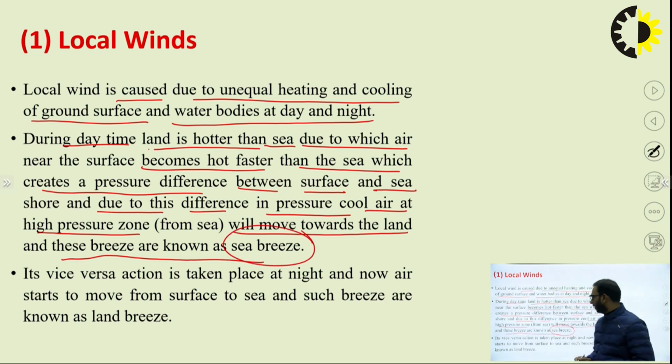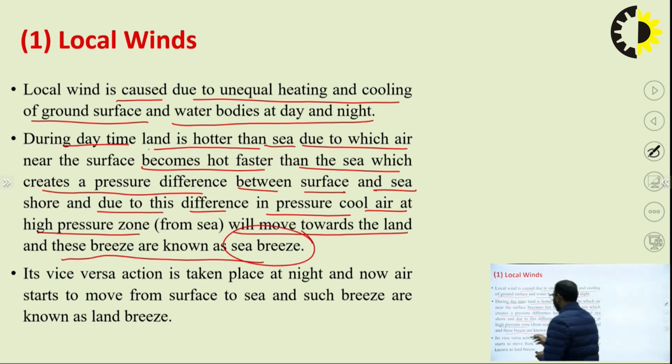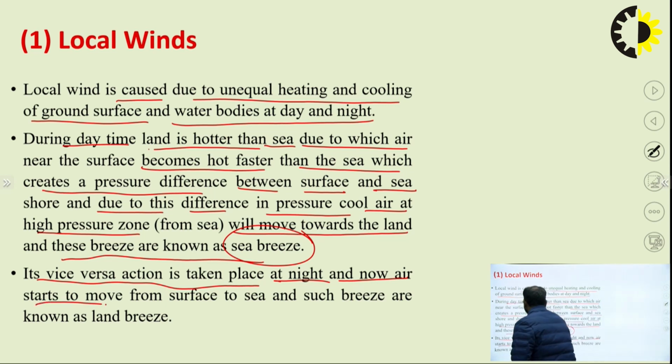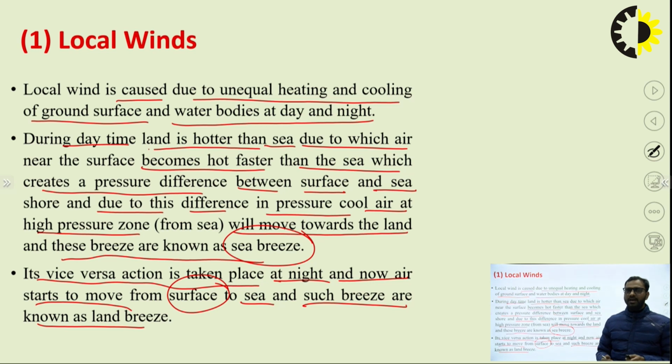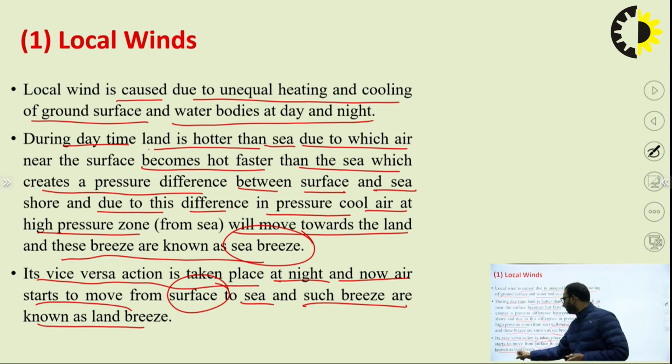Its vice versa action takes place at night, and now air starts to move from the surface to the sea, and such breezes are known as land breeze. This means when air flows from sea to surface, it is called sea breeze, and when air is flowing from surface to sea, then it is called land breeze.